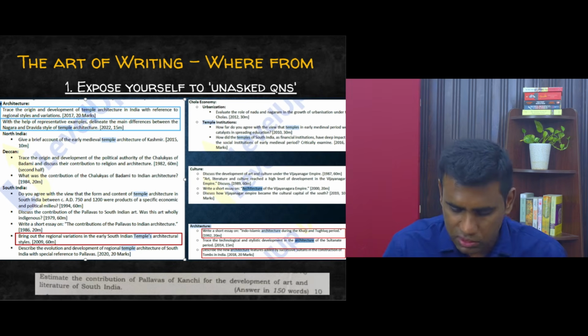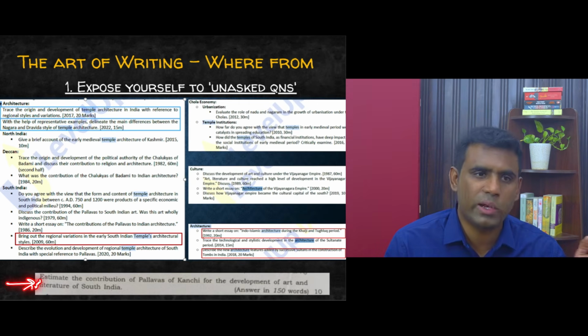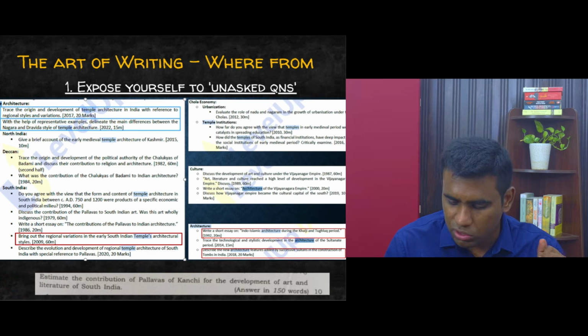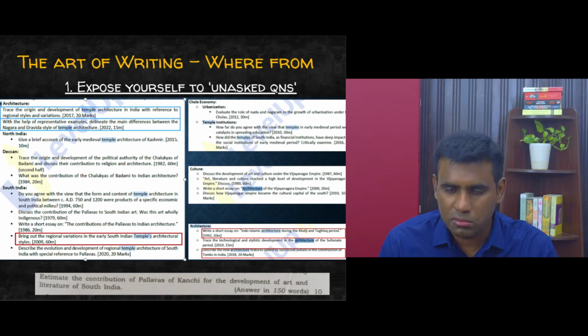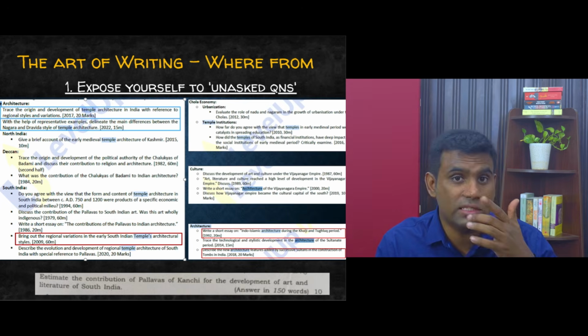I'll give you a proof of that. See, this is a question asked this year in mains, in 2024 mains. Estimate the contribution of Pallavas of Kanchi for the development of art and literature of South India. Right? A similar question is there in the history optional question bank, which has been asked in multiple different years. Look at this. Discuss the contribution of Pallavas to South Indian art. Was this art wholly indigenous? This was asked a long way back in 1979.